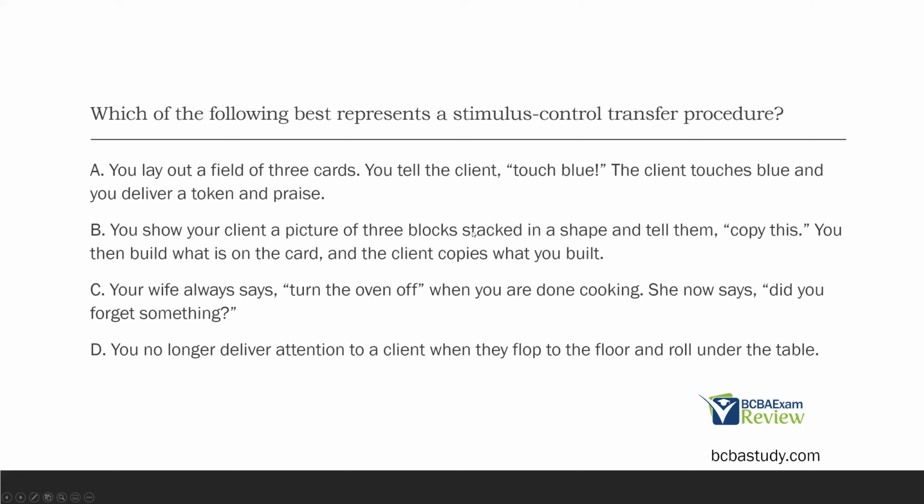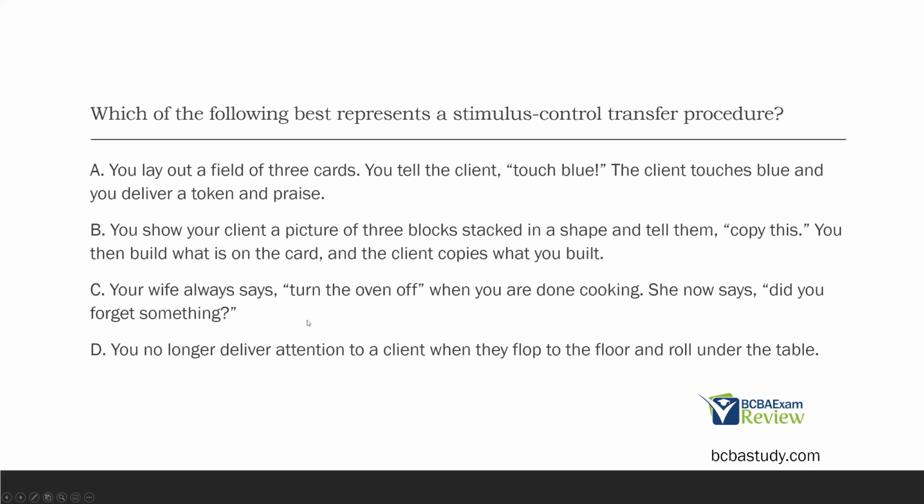You show your client the picture. You tell them, copy this, your SD. The prompt is your model of what is built on the card. The client responds. Now, if you transfer control from your model to copy this, now we're talking, right? Now we're transferring control. But all we're doing in B is simply delivering the prompt. Okay, no transferring going on.